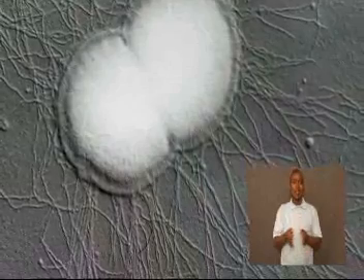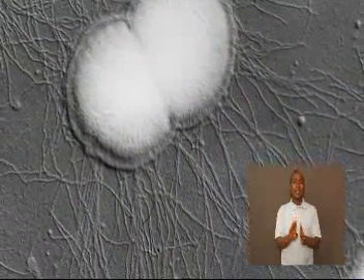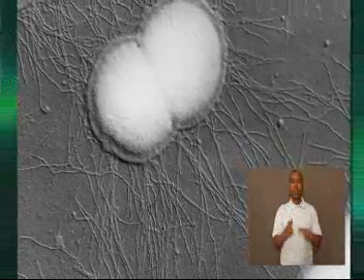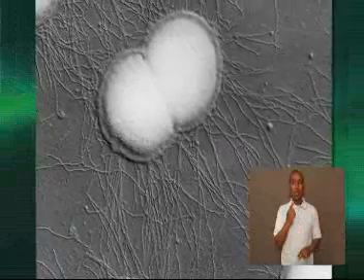Gonorrhea is an infection that is caused by bacteria that are found in the mucous areas of the body, which are the vagina, penis, throat, and rectum. Anyone can contract gonorrhea, but it is most often found in people who are 15 to 30 years old. This is the most sexually active age range.